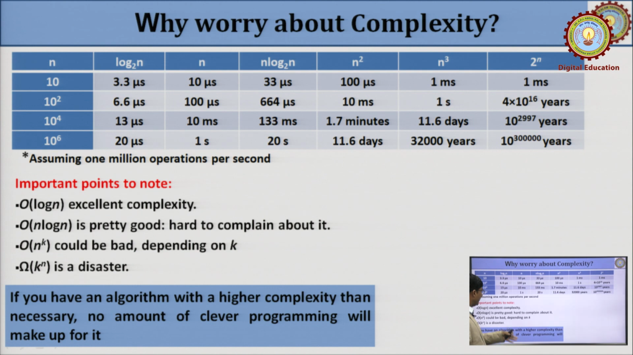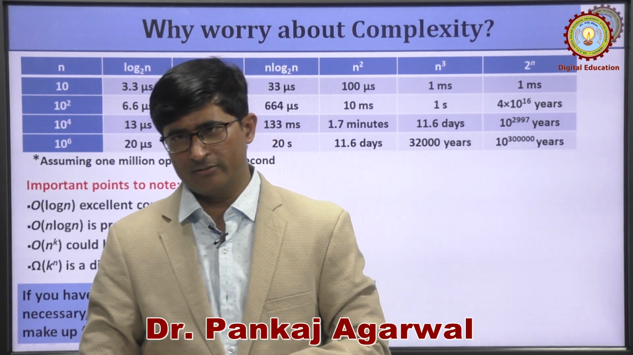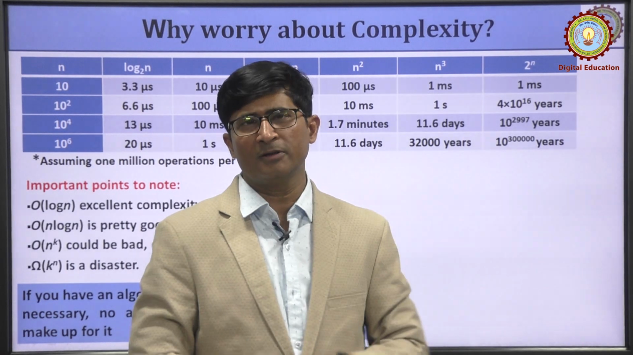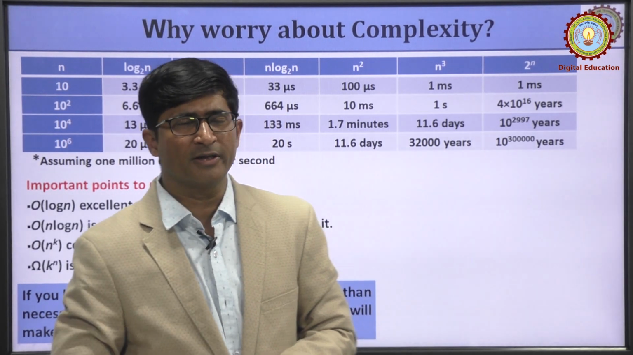If you have an algorithm with a higher complexity than necessary, then no clever programming will make up for it. For example, if you have designed an algorithm with a time complexity of order of n cube, whatever intelligent programming or intelligent steps you put into the algorithm, it would be very difficult to control its behavior. If you have used 3 embedded loops and the complexity is n cube, whatever efforts you put in, the complexity will not change. You may improve some of the constant factors, you may improve certain aspects of the algorithm, but the time complexity would remain the same, and that would always be a point of hindrance if that time complexity is very large.